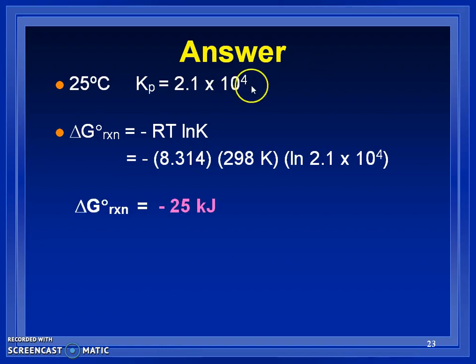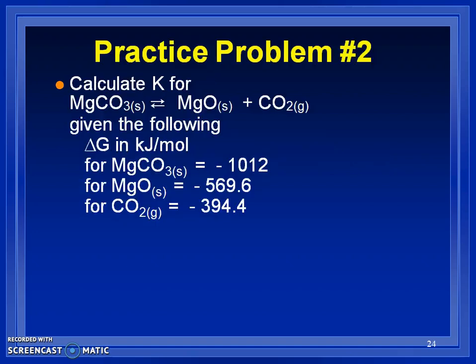Okay, so again, we have a positive K value. We have a negative delta G. That should make sense. If this is positive, that means it's larger than 1. It's going to favor the product side. It should be spontaneous, and this shows that to us. So negative 25 kilojoules or negative 25 kilojoules per mole. You could look at it either way.